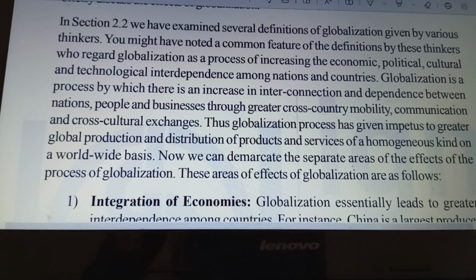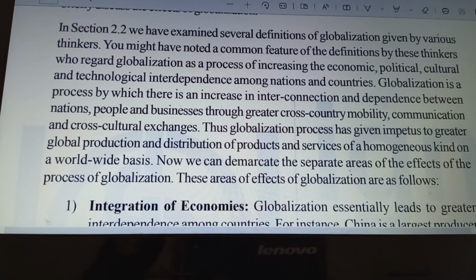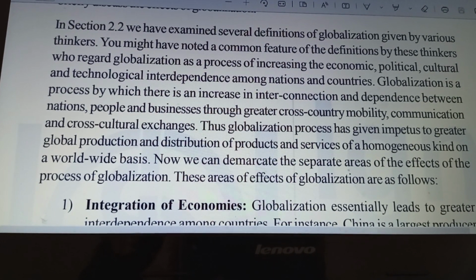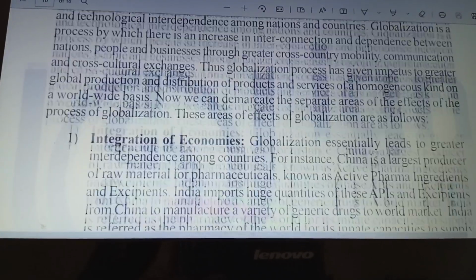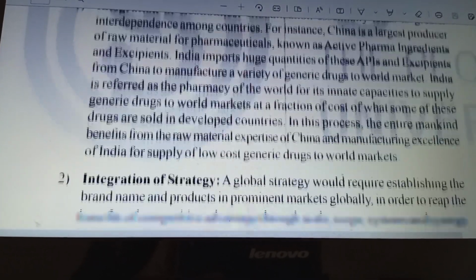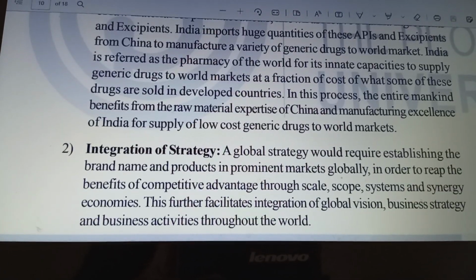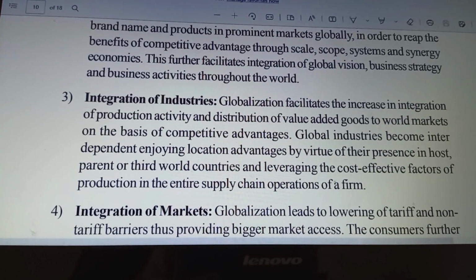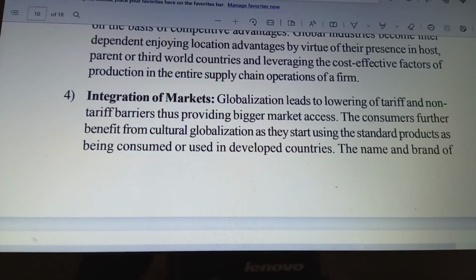Now we can demarcate the separate areas of the effects of the process of globalization. These areas of effects of globalization are as follows. The first one is integration of economies. The second one is integration of strategy. The third one is integration of industries. The fourth one is integration of markets.